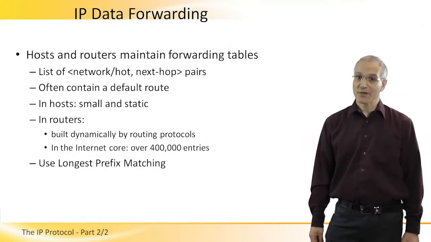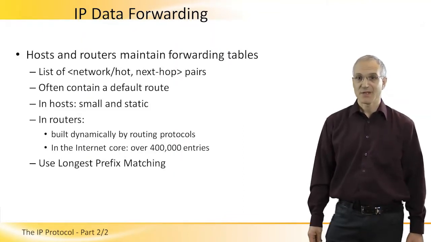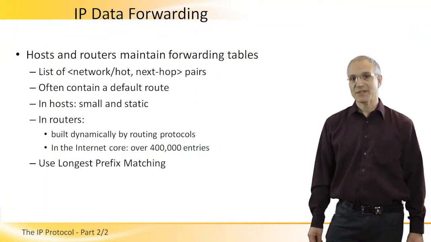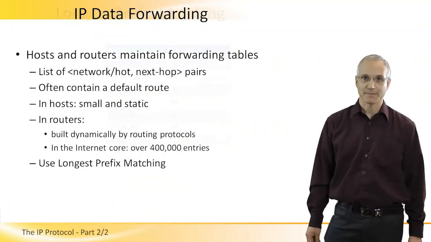And in the Internet core, we can have more than 400,000 entries in such a table, which is a really large number and requires a lot of memory that works very fast, so it is a non-negligible part of the cost of a router. When we look at this list, we might have several matches for an IP address, and we're going to use the longest prefix matching algorithm in order to find the best match for our IP address, as we'll see in the next slide.